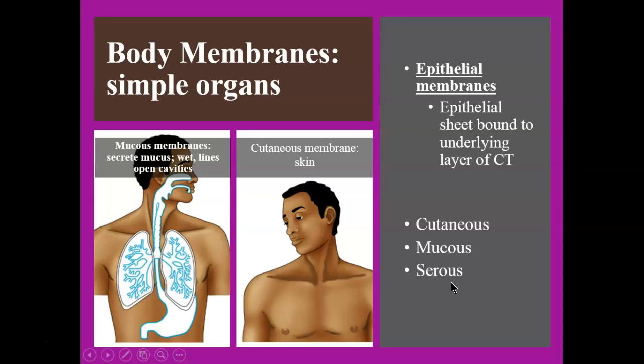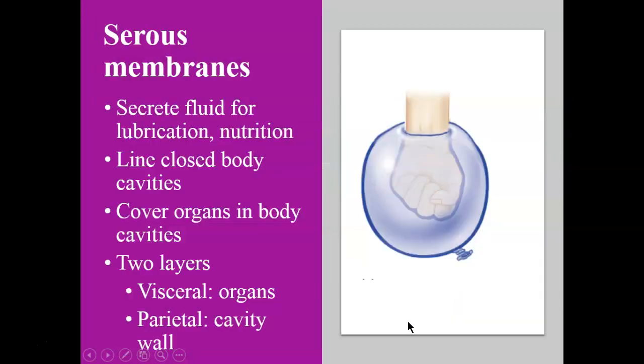The third category are your serous membranes, and we're going to talk a little bit more about those, so they have their own slide. Your serous membranes secrete a fluid that contains nutrients, but also helps to lubricate. Your serous membranes line closed body cavities. They cover organs and they cover body cavities. So you have two layers of your serous membranes. Viscera means organs, so the visceral layer covers the organs, and the parietal layer covers the cavities.